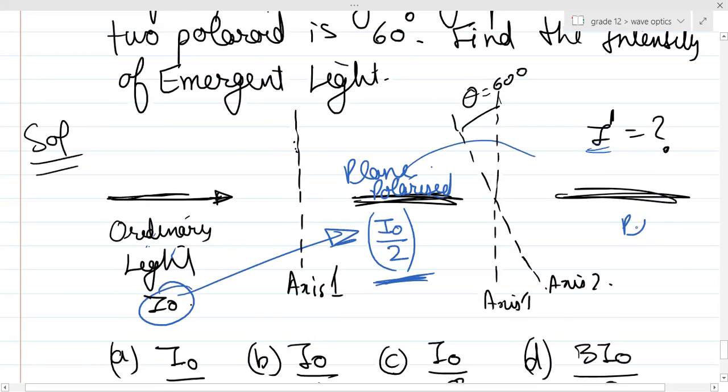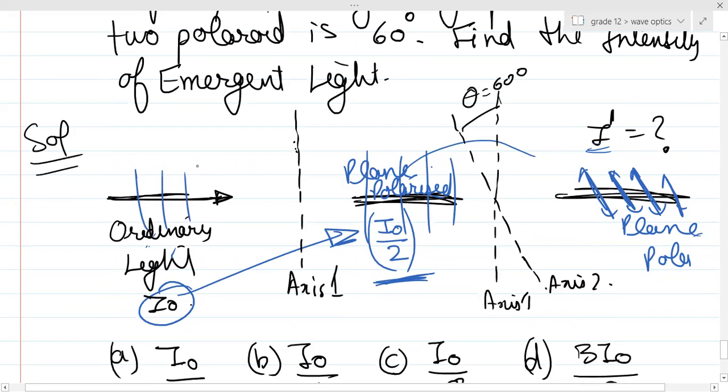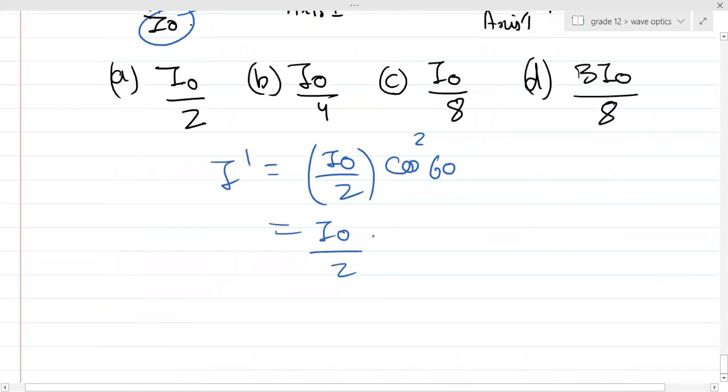Plane polarized से plane polarized, the plane will be like this at an angle 60 degree. Understood? The plane will be like this, and here the plane will be both. Are you getting my point? ये सबको समझ में आ गया question? So the intensity of this polarized light will be equal to cos 60. कितना होता है? Cos 60 is 1 by 2, right? 1 by 4. So this will be I naught by 8.